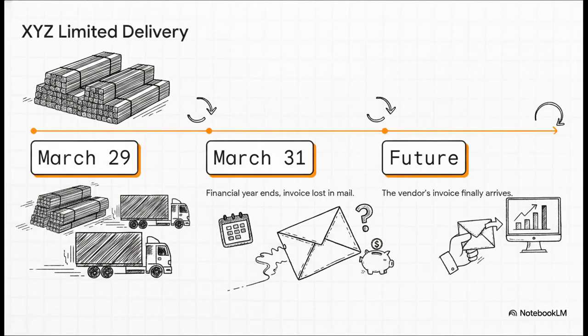But look at what happens just 2 days later, on March 31st. The financial year officially closes. And at this exact moment, the vendor's invoice for all that steel, it's still lost in the mail. It's not going to arrive until some future date.